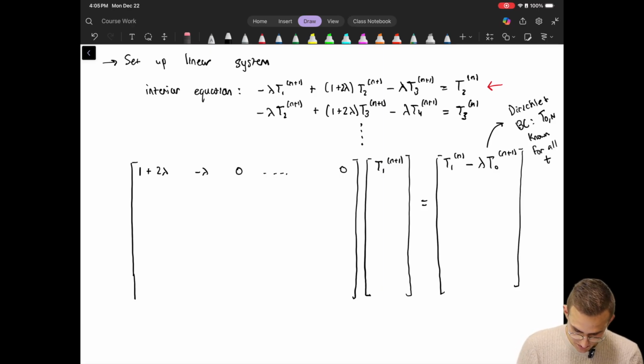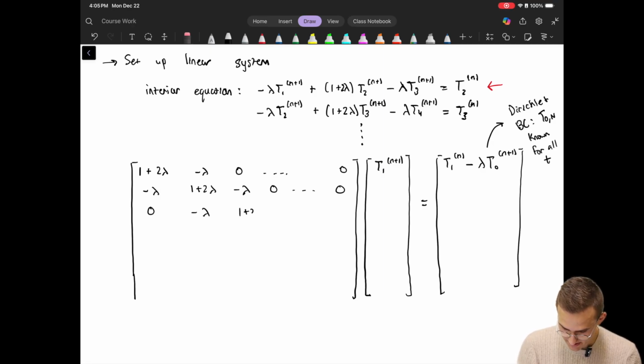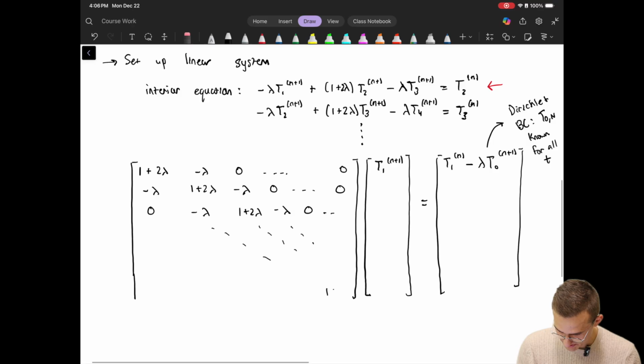So if we proceed, then we do minus lambda here, and we have 1 plus 2 lambda, and then another minus lambda, and then a 0, and so on until 0s fill that out. Then we'd have 0, minus lambda, 1 plus 2 lambda, minus lambda, 0, and so on. And then those three diagonals continue down the matrix. Okay, and then we'll have a final couple of rows. We're going to have 1 plus 2 lambda, minus lambda here, and then 1 plus 2 lambda here, minus lambda here, minus lambda, 0, 0.